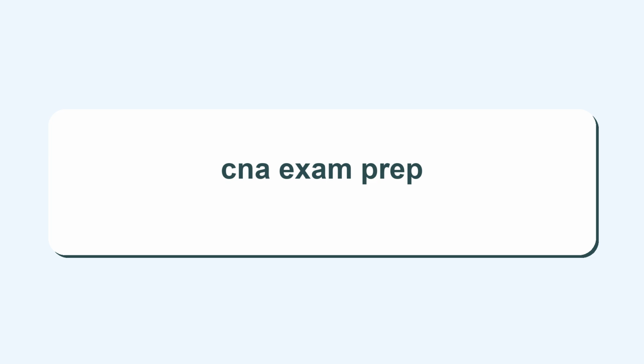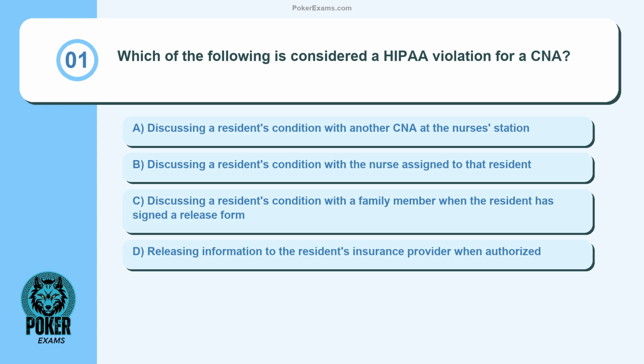CNA Exam Prep. Question 1. Which of the following is considered a HIPAA violation for a CNA? Discussing a resident's condition with another CNA at the nurse's station. Discussing a resident's condition with the nurse assigned to that resident. Discussing a resident's condition with a family member when the resident has signed a release form. Releasing information to the resident's insurance provider when authorized.